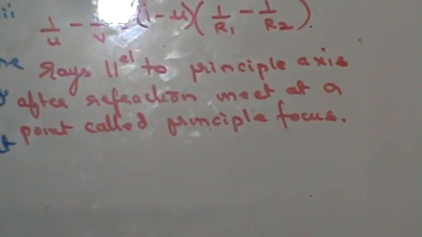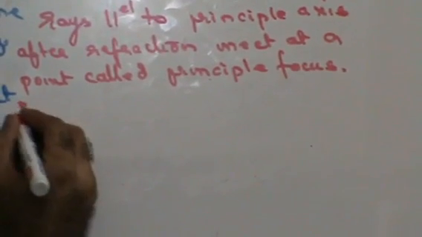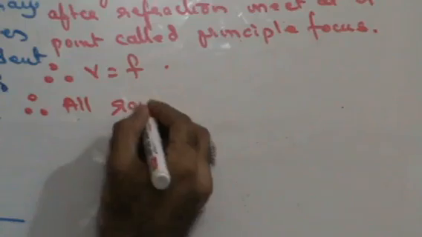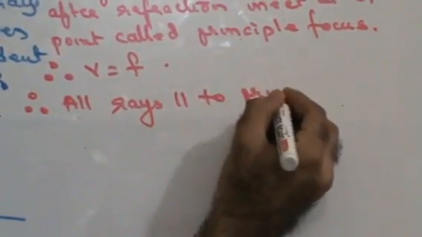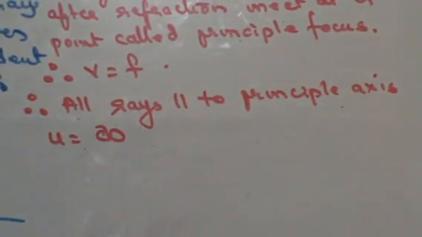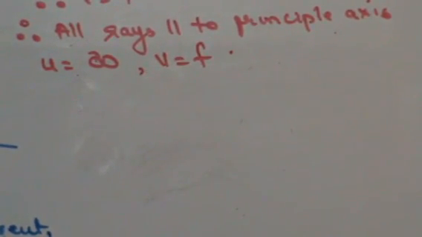Now, in such a case, the distance of the image, therefore, v would be equal to the focal length. Thus, for all rays parallel to principal axis, u will be infinity because they are parallel to principal axis, and v will be equal to focal length. After passing through the lens, they will meet at a point, principal focus, and that distance is called focal length. Substitute these values.